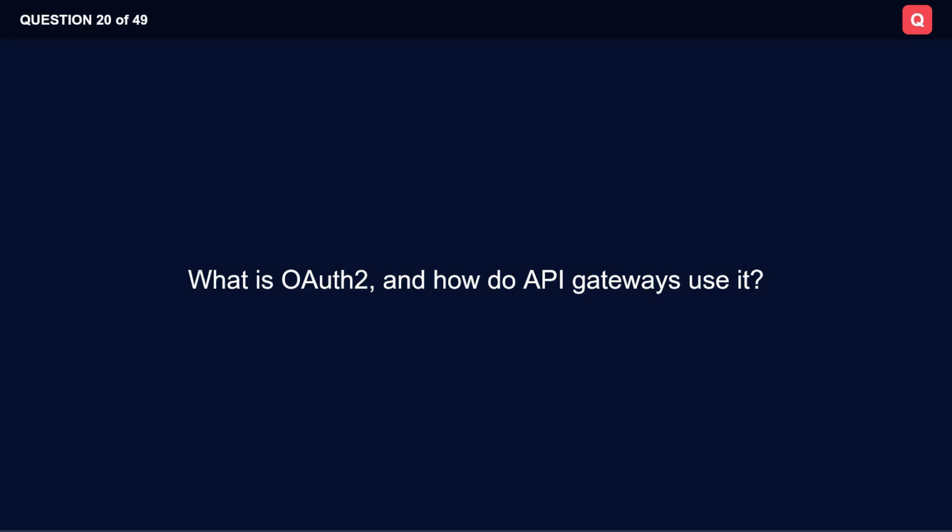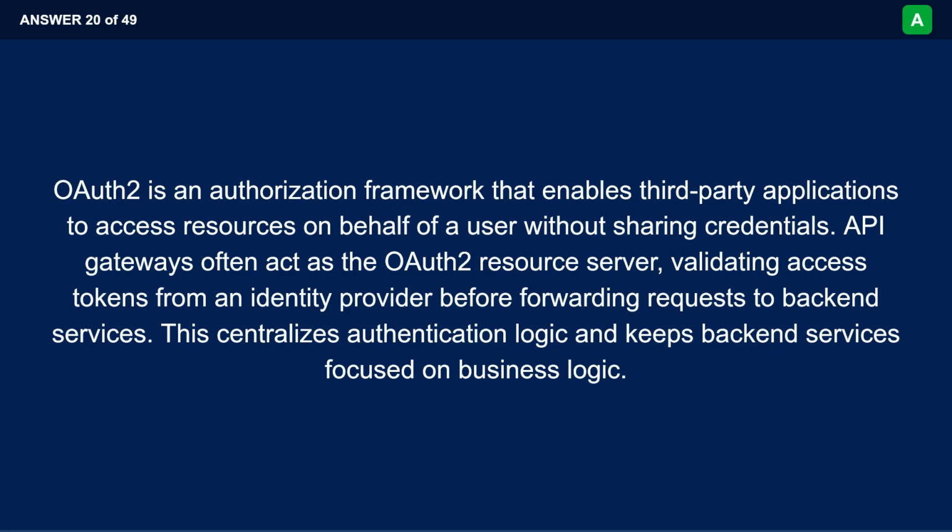What is OAuth 2, and how do API gateways use it? OAuth 2 is an authorization framework that enables third-party applications to access resources on behalf of a user without sharing credentials. API gateways often act as the OAuth 2 resource server, validating access tokens from an identity provider before forwarding requests to backend services. This centralizes authentication logic and keeps backend services focused on business logic.